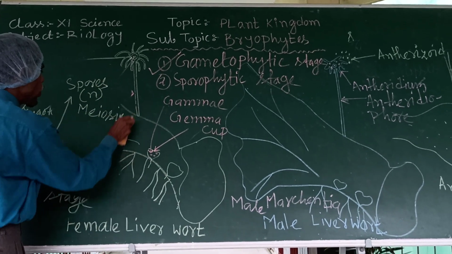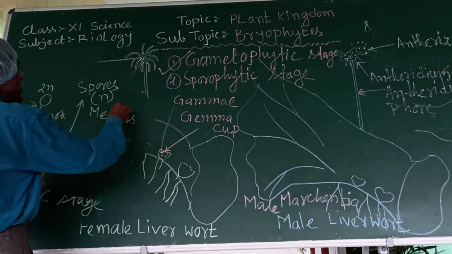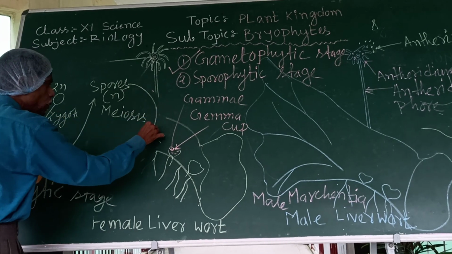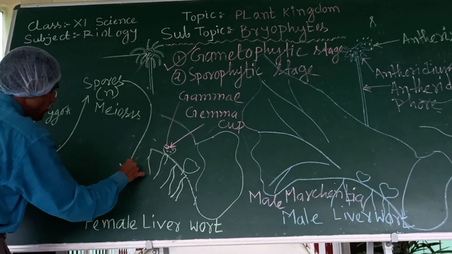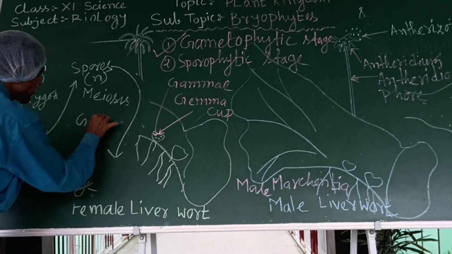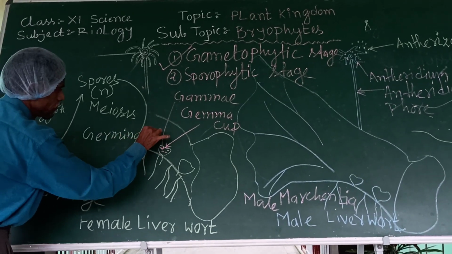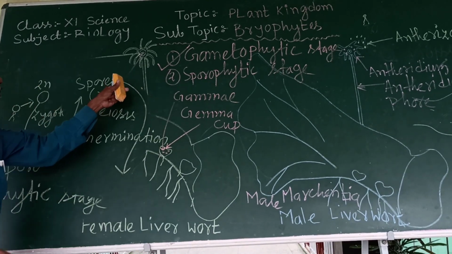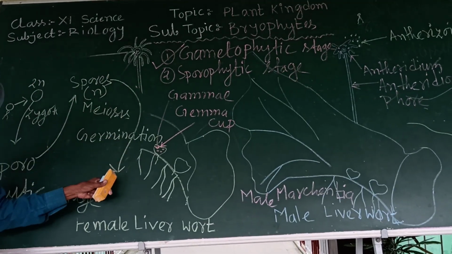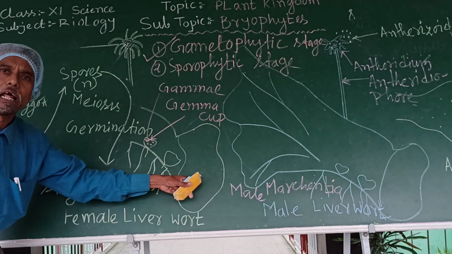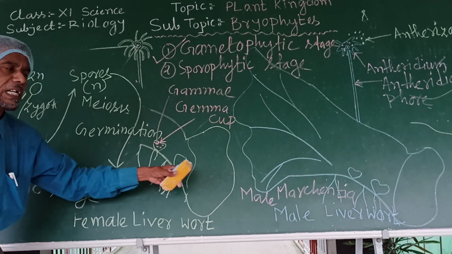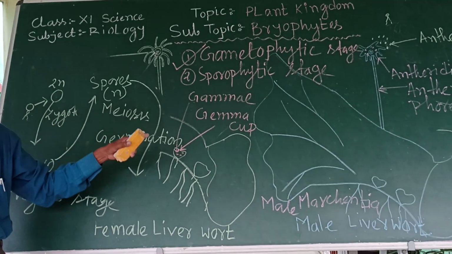The spore will germinate. Germination of spore. After germination of the spore, they will again form the thallophytic stage. In that way, the life cycle repeats.